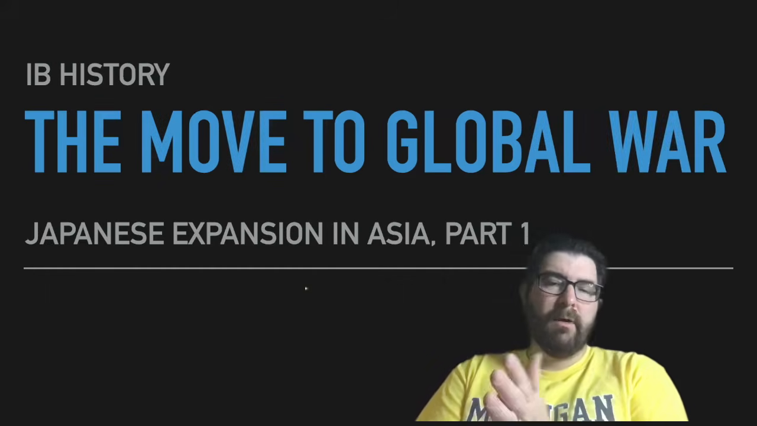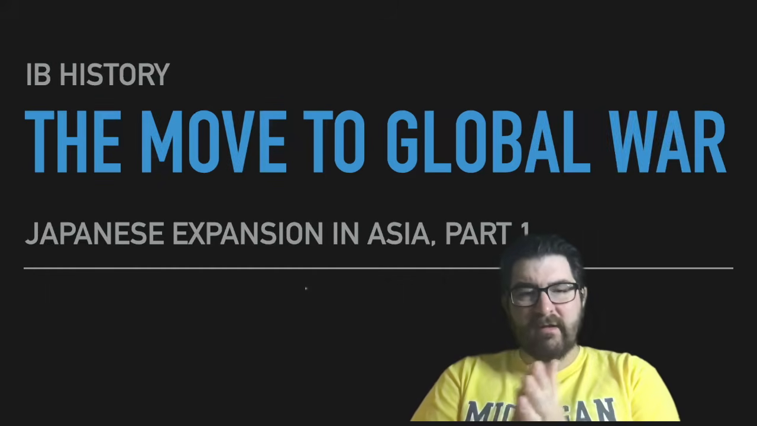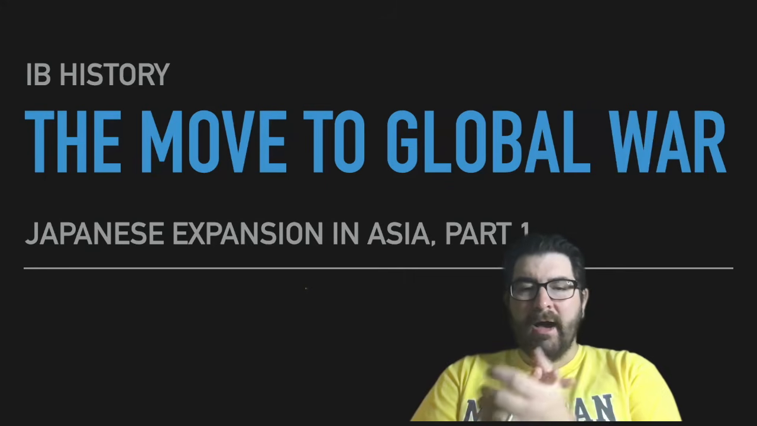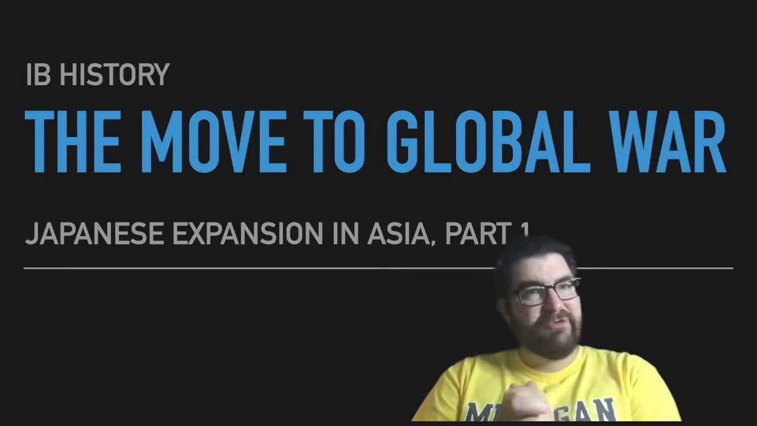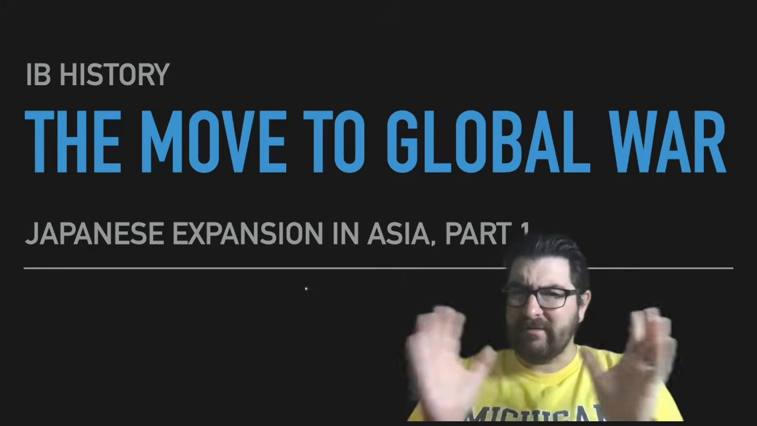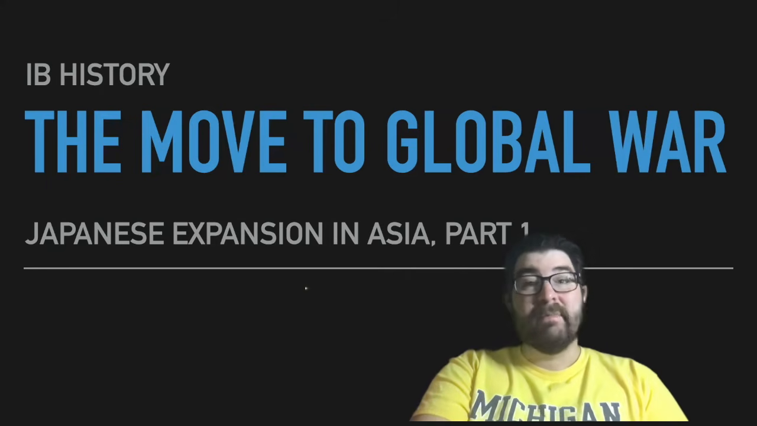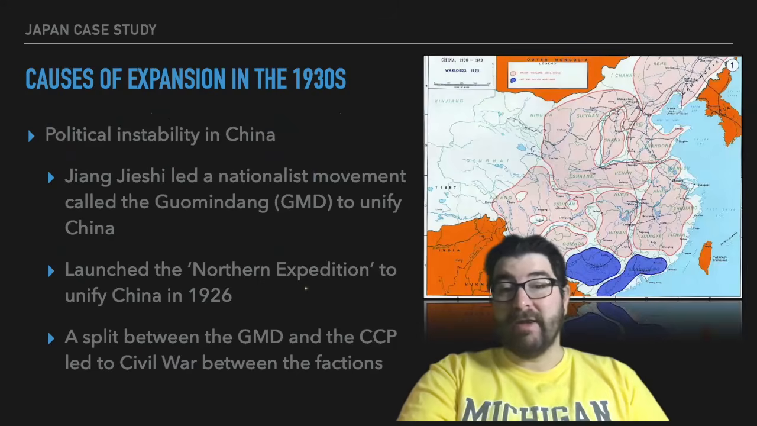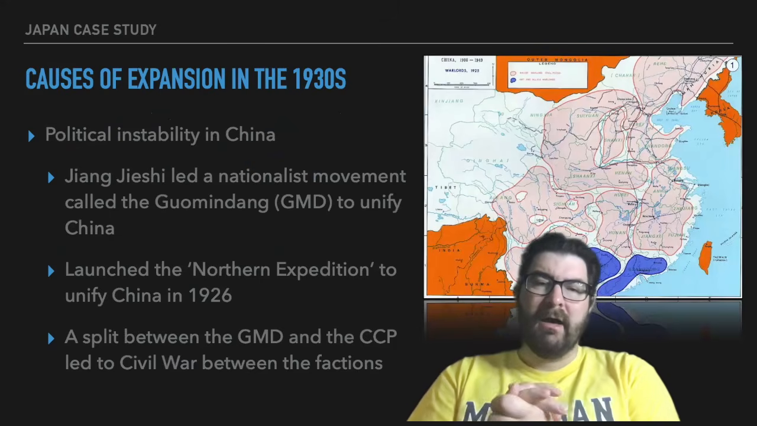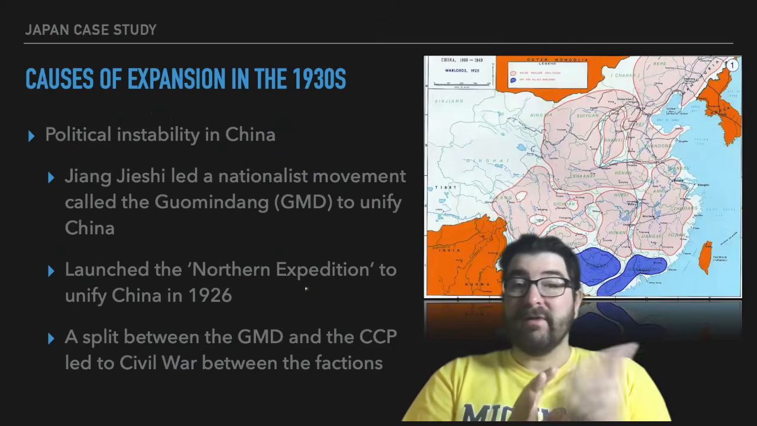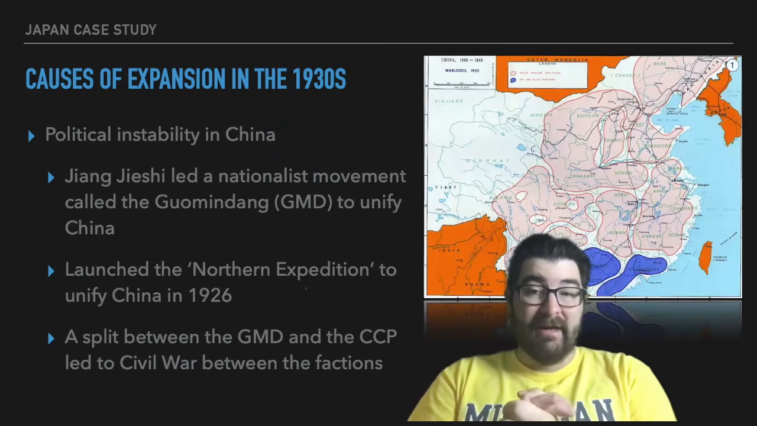All right, we're going to continue our walk through this Move to Global War case study of Japan, with today's talk about Japanese expansion in Asia. This is our first video of two that's going to deal with Japanese expansion from 1931 until 1939. Now we've got to start this talk with the political instability over in China.